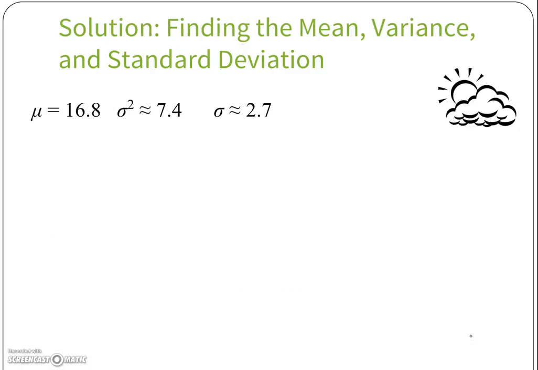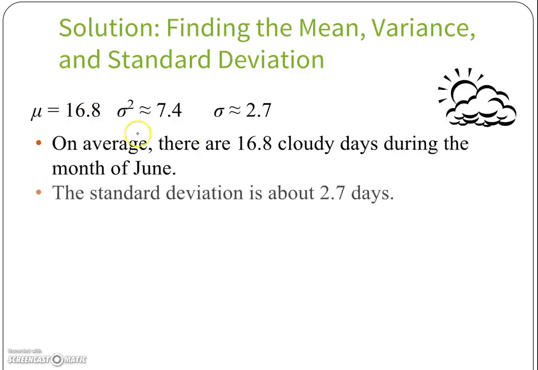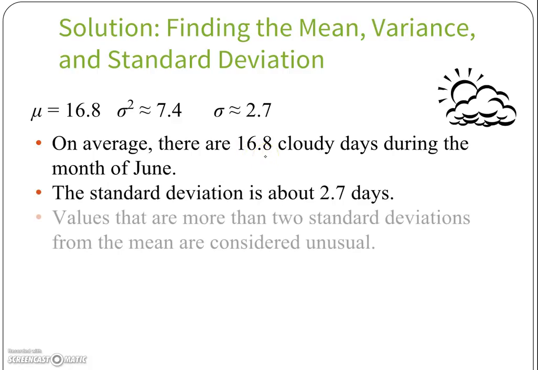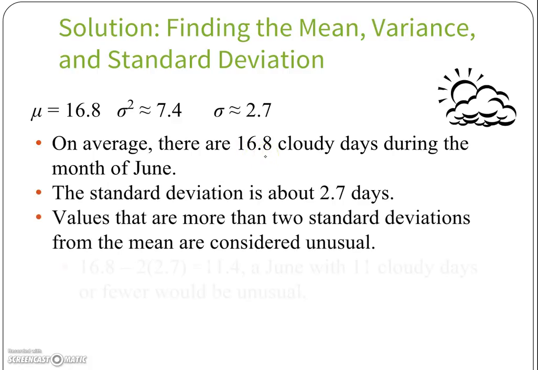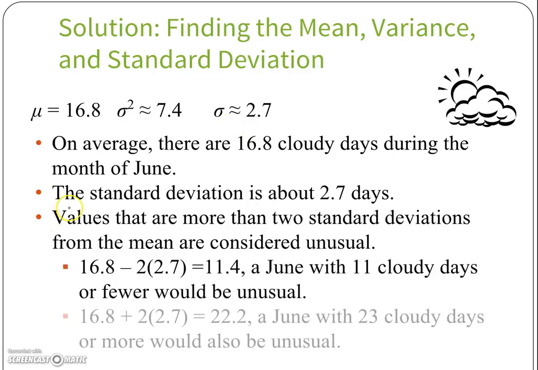So now, with those values, we're going to talk about our interpretation. From this, on average, we can say that since the mean was 16.8, on average there are 16.8 cloudy days during the month of June. The standard deviation was 2.7 days. So the values that are more than 2 standard deviations from the mean are considered unusual.